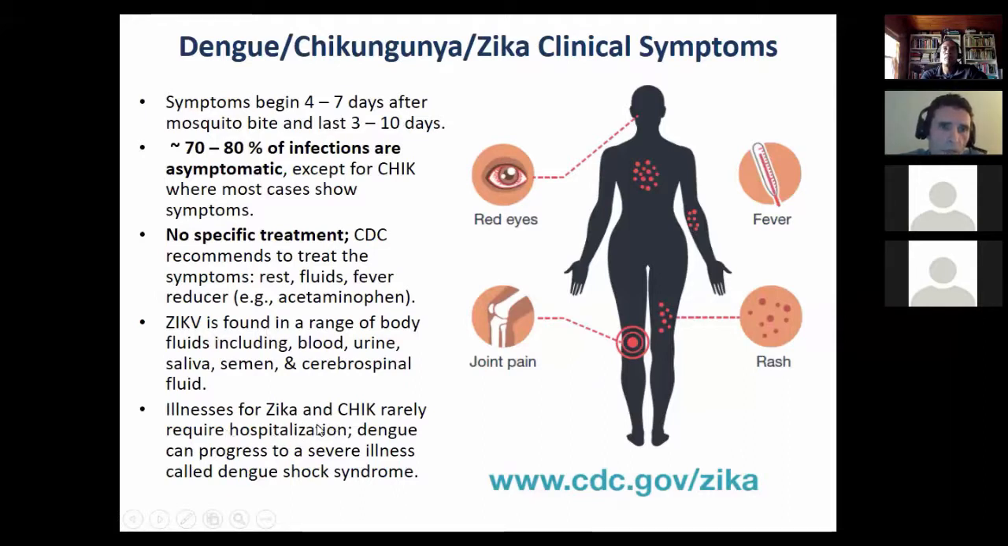Now, the illnesses for Zika and chikungunya rarely require hospitalization. Of course, with Zika, the complications with newborn babies that get the virus from the parent is a different story. But in adults, Zika and chikungunya rarely require hospitalization. Dengue can progress to severe illness. So this one can be quite a lot more intense, I guess I should say.